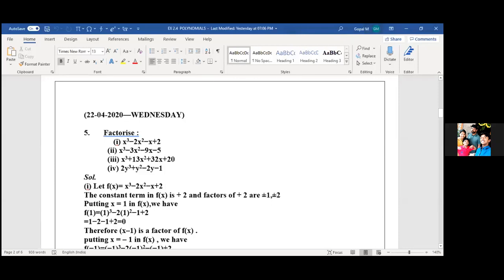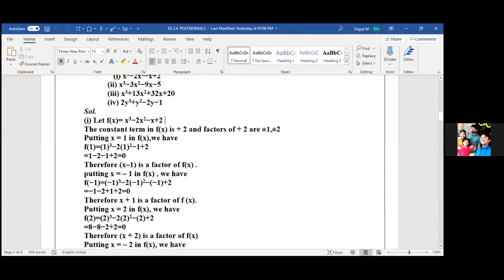Okay. We'll go for the first question. As I said, for the factors of 2 you take plus or minus 1 and plus or minus 2. So first I'll take x value 1 and apply it in the polynomial: 1 cube minus 2 into 1 square minus 1 plus 2. So 1 cube is 1, 1 square is 1, 2 times 1 is 2, minus 1 and plus 2. Minus 1 plus 1 cancel, minus 2 plus 2 cancel, 0. So x equals 1 means what is the factor? If I shift 1 to the left side, x minus 1 is a factor. So we have got 1 factor. Any doubt? No, ma'am.